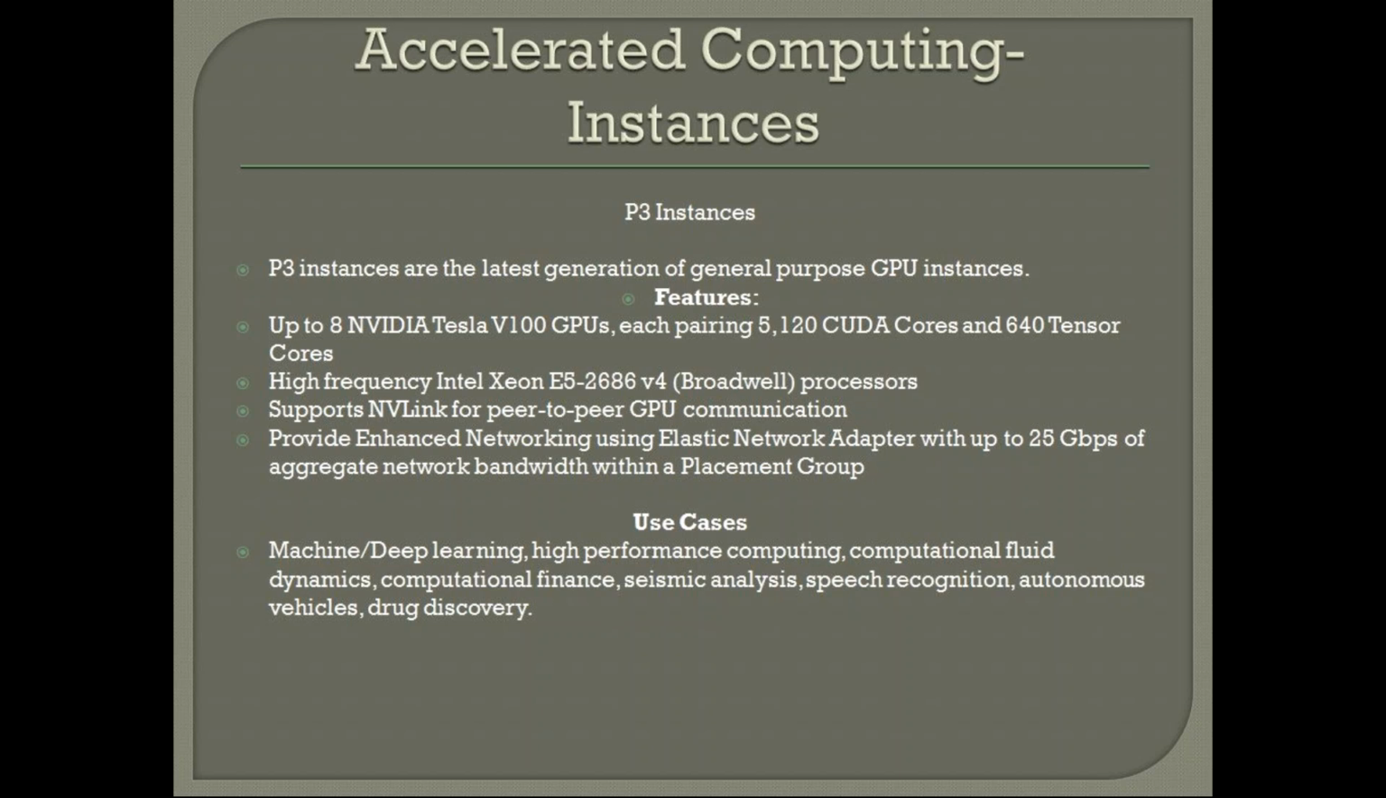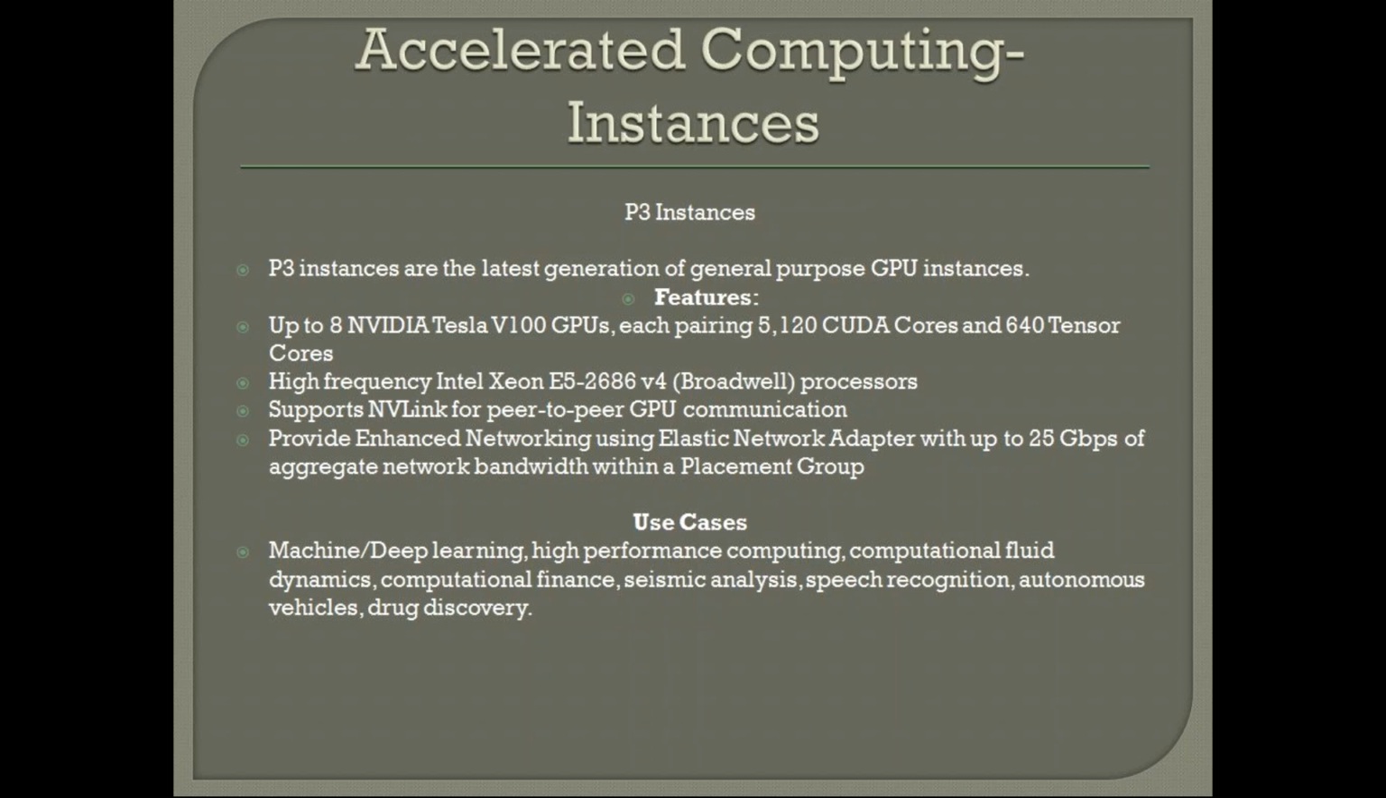So P3 instances are the latest generation of general purpose GPU instances. What are the features that we are going to see inside is up to 8 NVIDIA Tesla V100 GPUs, each pairing 120 CUDA cores and 640 tensor cores. So these are high-level graphical instances where you can develop graphic scenes or scenarios, or you can use it for gaming purposes.